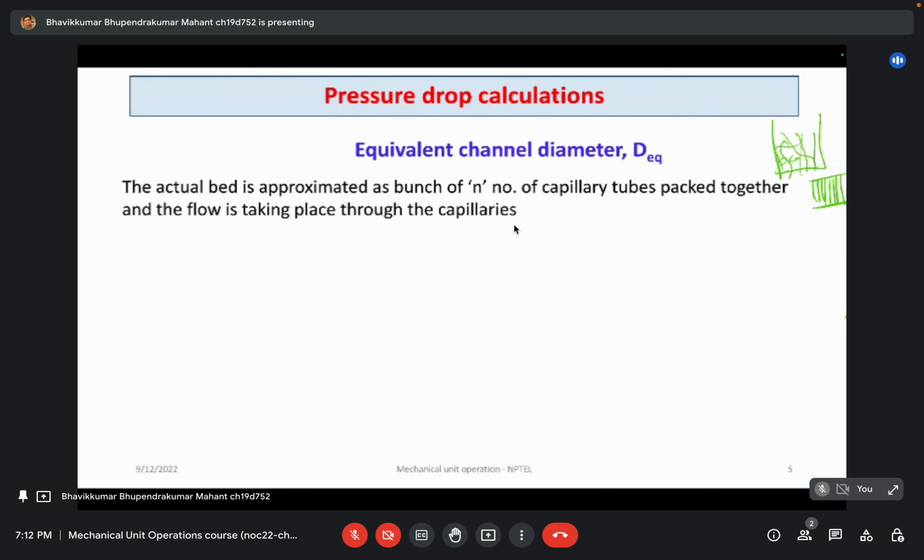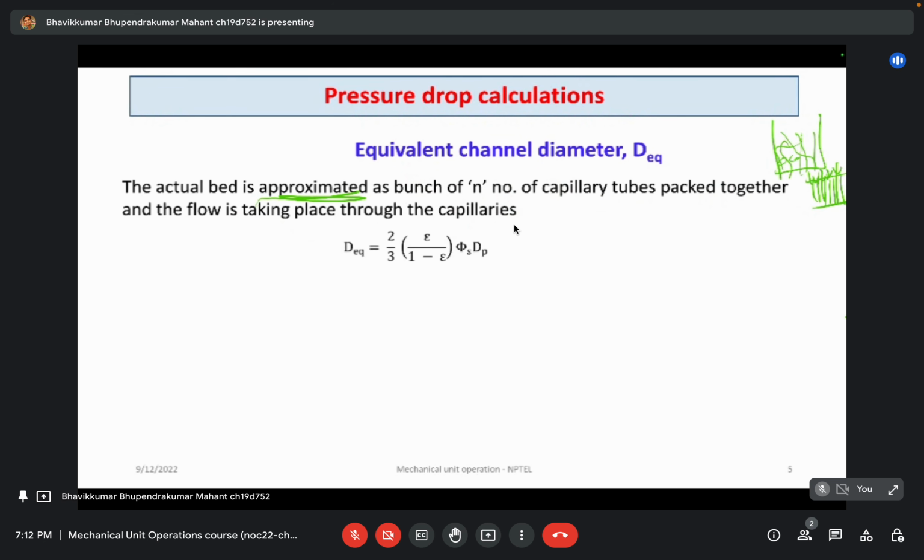So the actual bed is, this is the approximation you need to understand. The actual bed is a bunch of n number of capillary tubes, as I mentioned here, packed together, and the flow is taking place through the capillaries. All the flow is taking place in individual capillaries, and all these capillaries are packed together to make one packed bed. This is the approximation we will consider for the derivation of the formula.